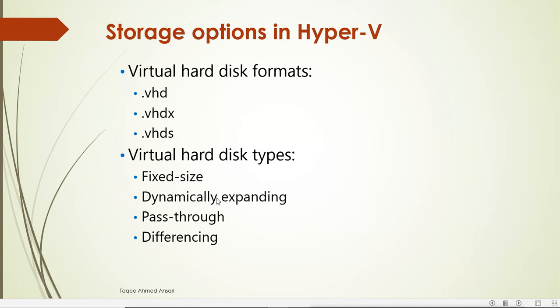Fixed size. Dynamically expanding, that means suppose we create a virtual disk of 10 GB, so it will not allocate the whole 10 GB at the same time. It will allocate based on the requirement. So if it is required to have 10 GB, then it will use the 10 GB maximum from our local storage. Otherwise it will not use the whole space. The space will remain available for us to use. It will expand the disk dynamically as it is required.